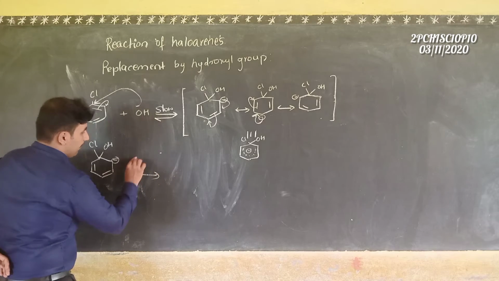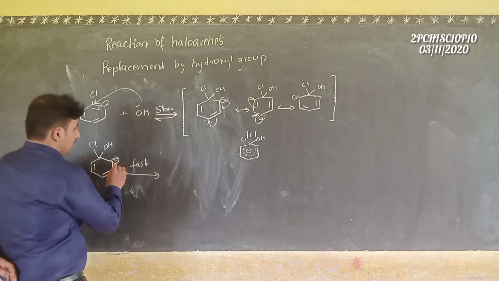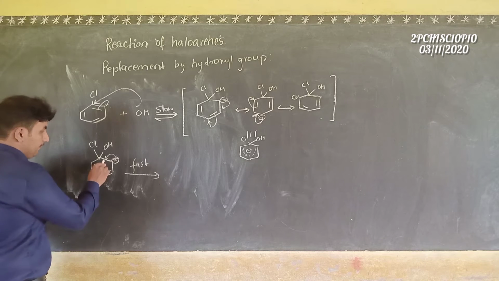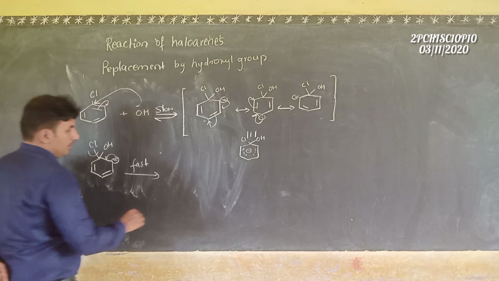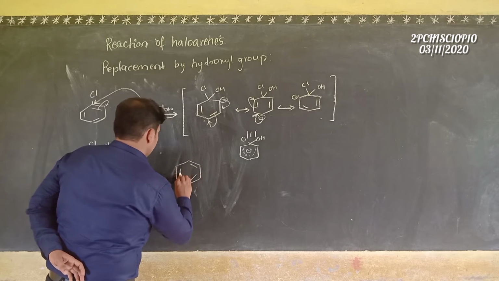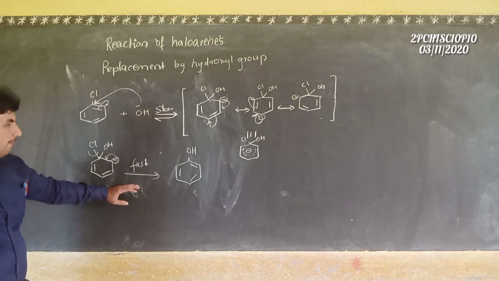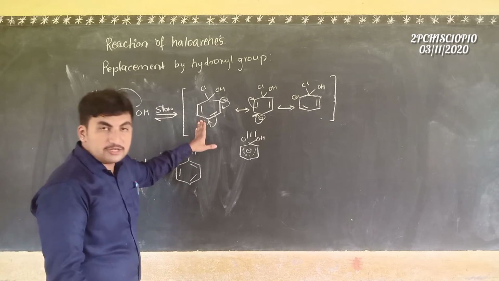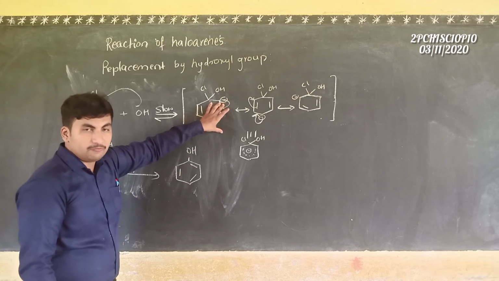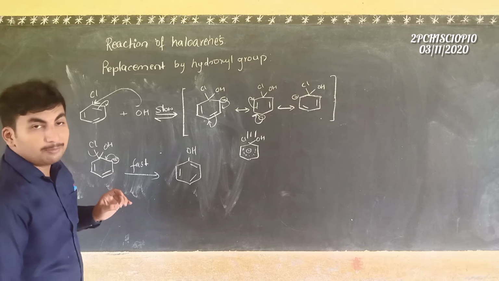is a very fast step, and it will shift here and chlorine leaves. Now the product OH is formed. This step is very fast, and the first step is the very slow step. The carbanion formed here is a very stable carbanion.